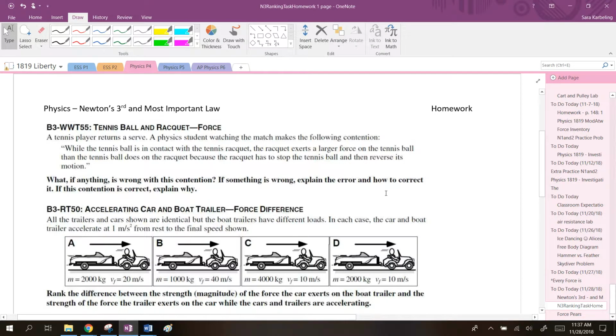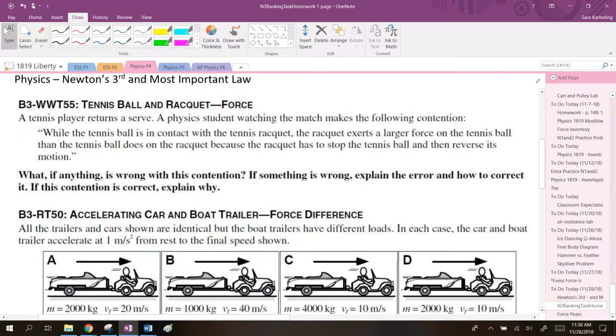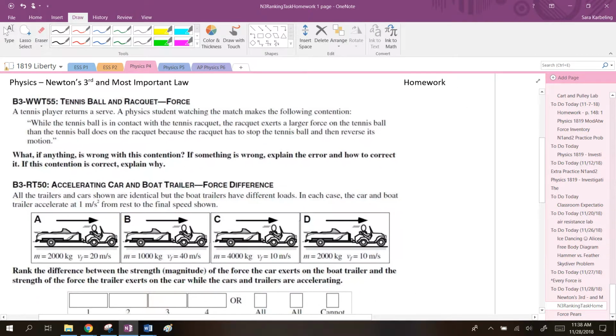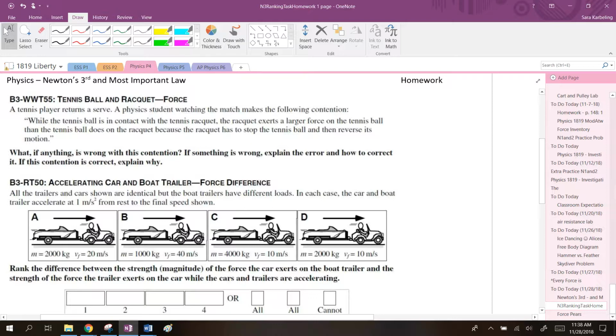All right, so let's take a look. The first one, the tennis ball. A tennis player returns a serve. Of course, the physics student sitting there watching makes the following contention, excuse me. While the tennis ball is in contact with the tennis racket, the racket exerts a larger force on the tennis ball than the tennis ball does on the racket, because the racket has to stop the tennis ball and then reverse its motion. You're sitting next to that physics student, and your comment to that student is what? Do you agree with your friend who also is taking physics?